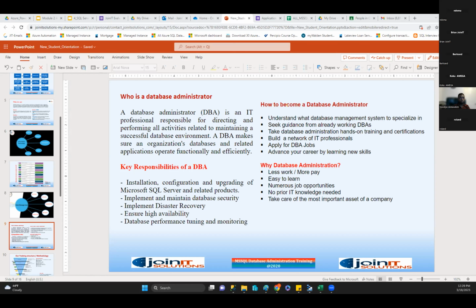Now, why should you choose database administration? It is less work and more pay. Who doesn't want to work less and earn more? It is easy to learn. And this is what I tell my students. I always tell my students that, look, if you were able to pass the advanced level, you are able to do this. First, look at the advanced level.